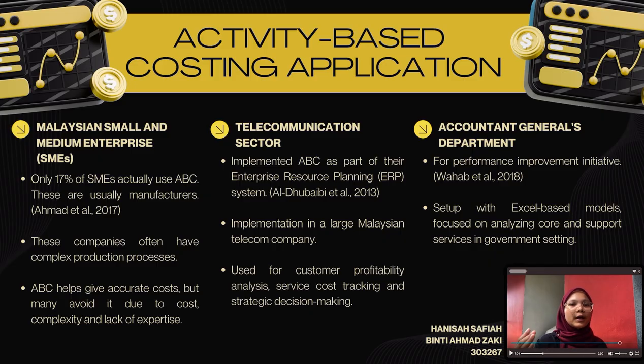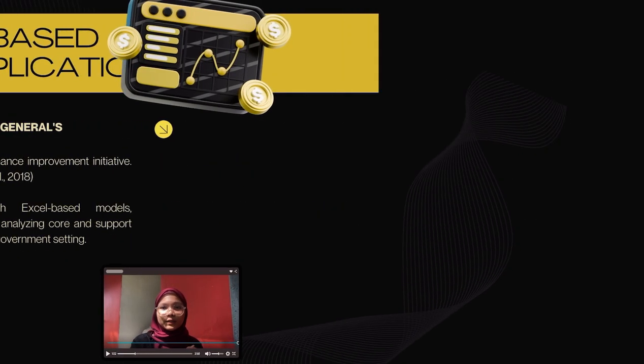So this is a perfect example of why management support is critical, because without it, even a good system like activity-based costing can go to waste, and you will lose out on benefits like efficiency and transparency. So overall, these three examples from SMEs, telecom, and the public sector show that activity-based costing can work in different types of organizations, and when used properly, it really helps to improve cost control, decision making, and performance.